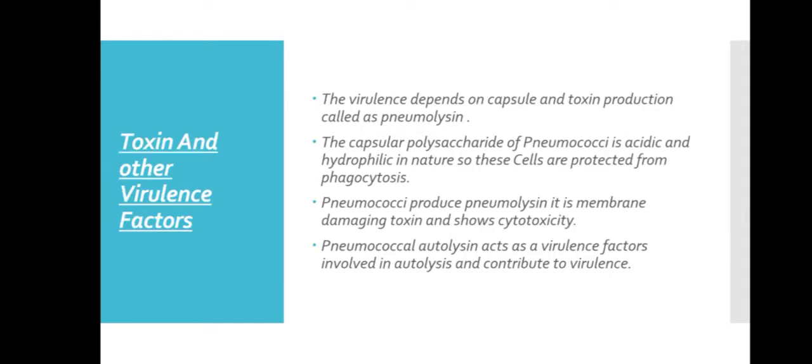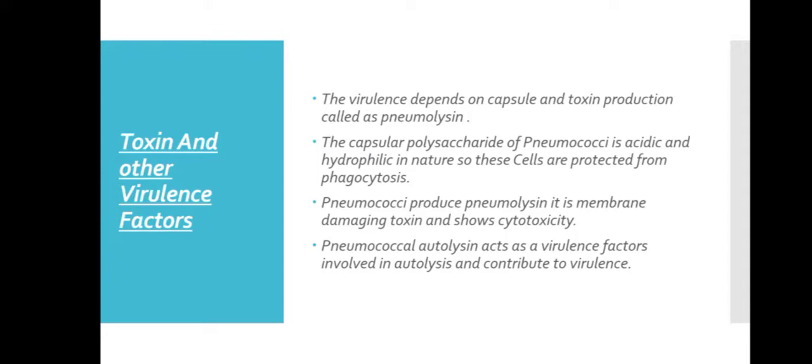Next, toxins and other virulence factors. The virulence depends on capsule and toxin production, which is known as pneumolysin. The capsular polysaccharide of pneumococci is acidic and hydrophilic in nature. So, these cells are protected from phagocytosis.